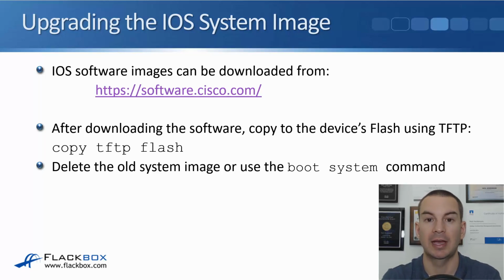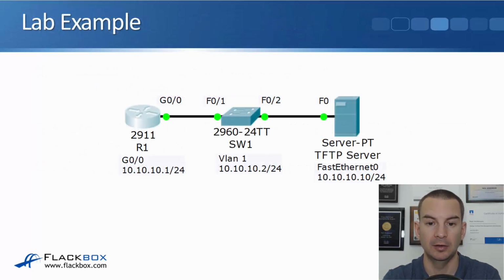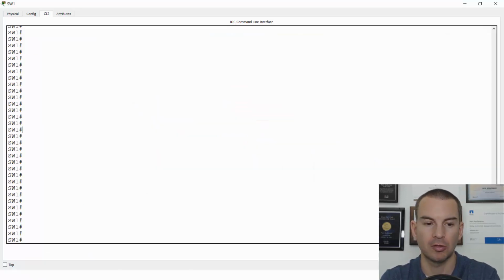So let's have a look at doing this in the lab. Same lab as last time. I've got a switch this time. We're going to use the switch at 10.10.10.2, and we're going to download a new software image from the TFTP server at 10.10.10.10. So let's go onto the switch and check what software image it's running right now.